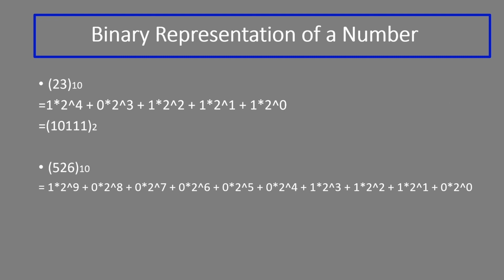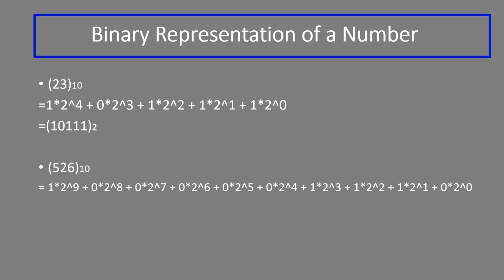So we can represent 6 by the maximum power 2, so it will be multiplied by 1. The remaining number will be 6 minus 2 raised to power 2, which is 4, so the remaining number will be 2. Then the highest power we can represent is power 1, so it will be multiplied by 1. Then the remaining number will be 2 minus 2, which is 0. So the power of 0 will be multiplied by 0, because we have already reached 0, right?